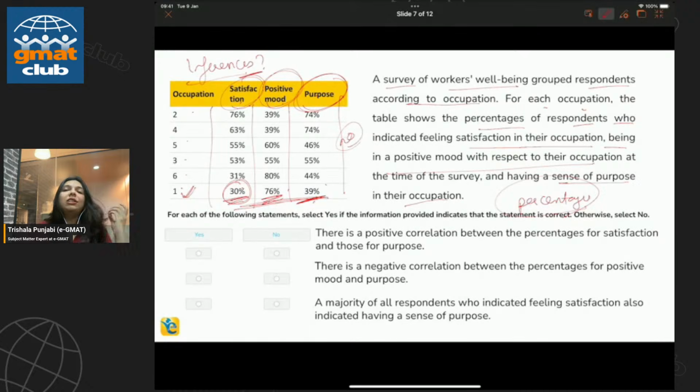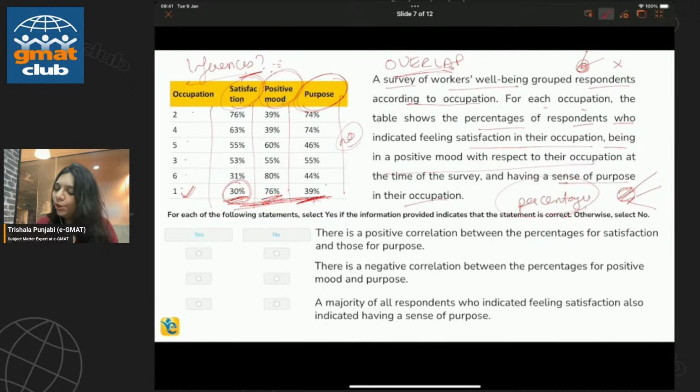So, what is the first and a very, very important inference to be drawn in this question? Because it is not adding up to 100, there is a possibility of an overlap. So, it is possible that, let us say, one worker said that they were satisfied, had a positive mood, had a purpose. It is possible that one worker said that they were satisfied and had a positive mood, but not purpose. Right. So this is the first inference that you draw here, that there can be some sort of overlap.